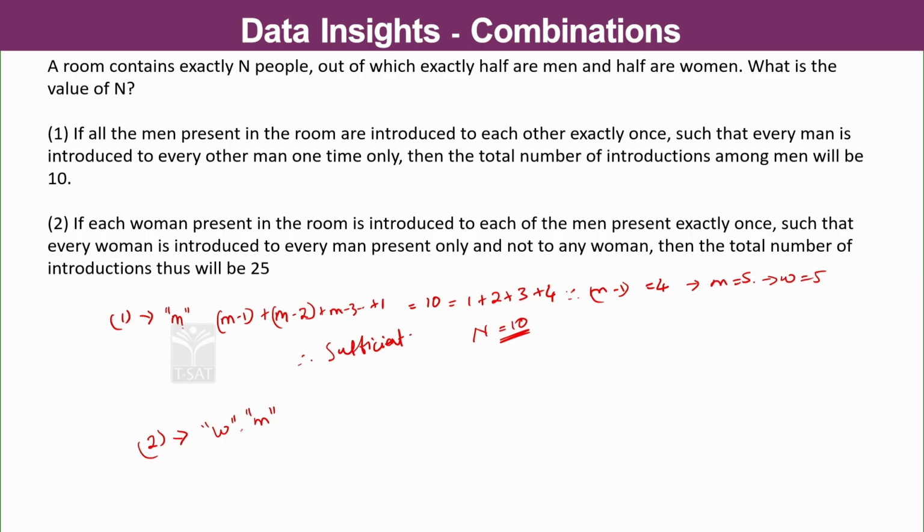But anyway, each of the women will be introduced to each of the men exactly once, that is M times, and you have W women. So, each of these women is introduced M times, into W, that is nothing but M square, because W is equal to M, which is equal to 25. So, M comes out to be 5, and the total N comes out to be 10. Again, this information was sufficient to answer the question. Therefore, the answer is option D, when each statement alone is sufficient to answer the question. Let us look at the next question now.